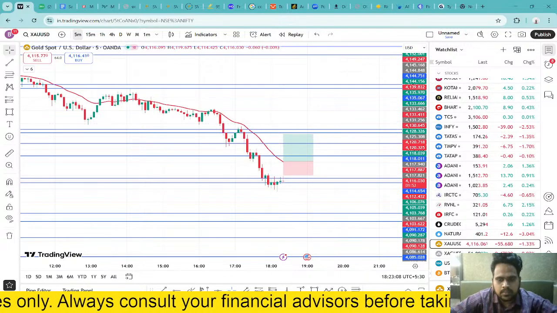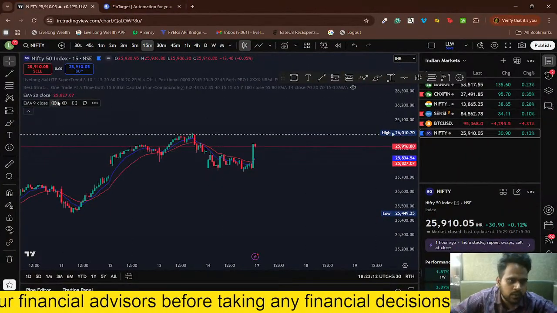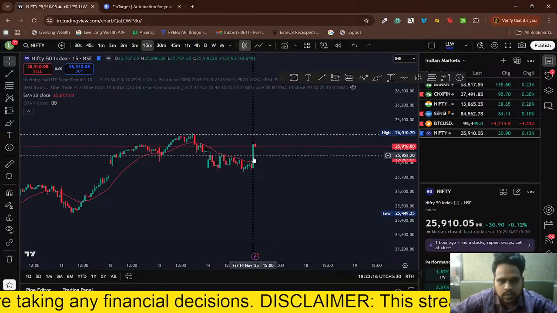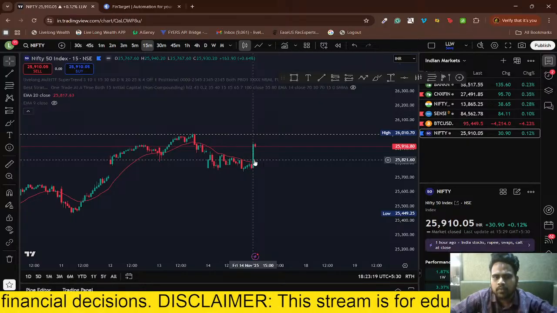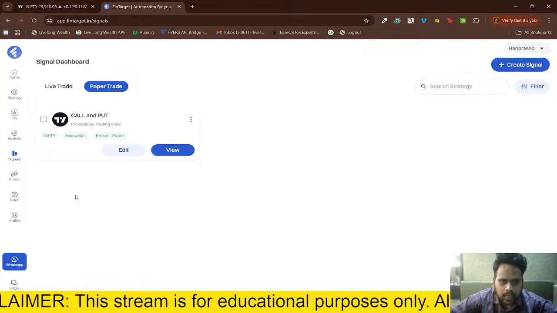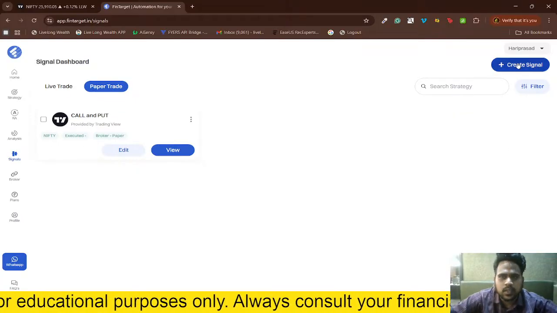So I can simply go to the FinTarget platform. Here I'm planning a trade, and as of now we can go for a short one, not above, because the price is already above. So again we need to create a trade below that level.